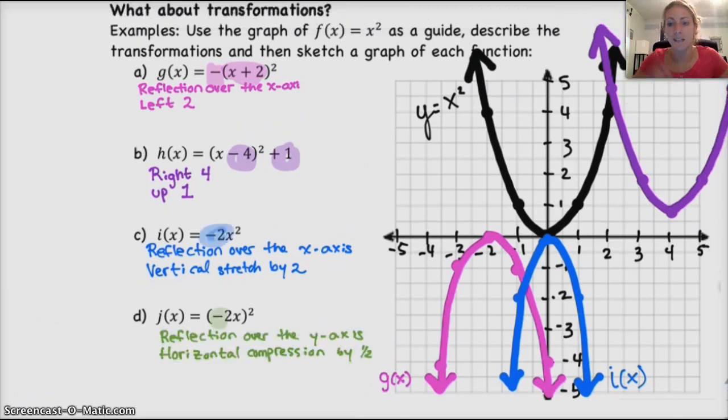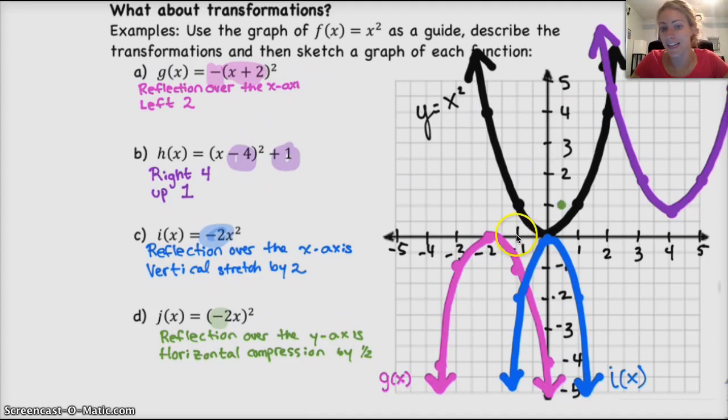I'll tell you. Something else that's nice to remember, if you know that it's a horizontal compression by a half, that means all of your x values were multiplied by a half. So your y value stays the same, but your x value does not. For example, if we're going back to the original function, this point (1, 1), that x value should be multiplied by a half. So it's actually (1/2, 1), so it's right there.